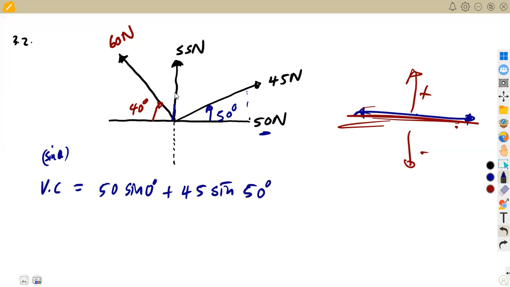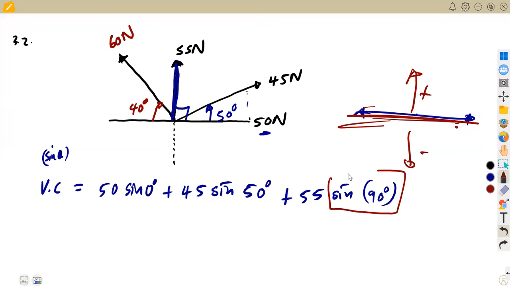Then this one is a straight vertical. If you want to use the angle, you're going to use the angle of 90 degrees, but that one is a straight vertical. Just write it as 55, or you can write it as 55 sine 90, but this part simply is not important. Then here it's also on top: 60 Newton sine of the angle between, which is 40 degrees. That is what we could have written this as.